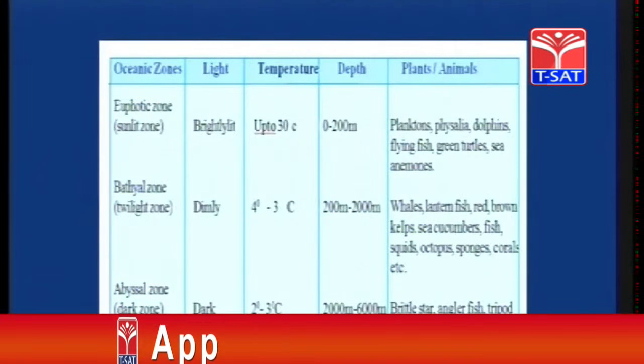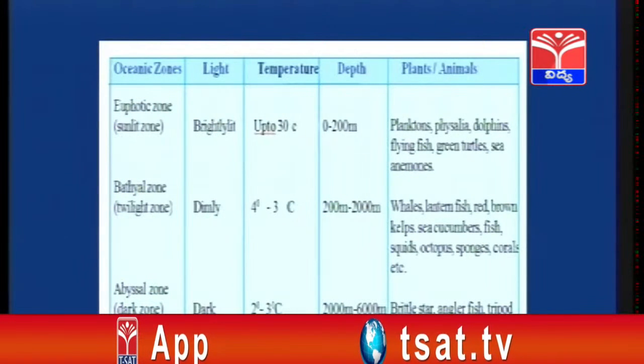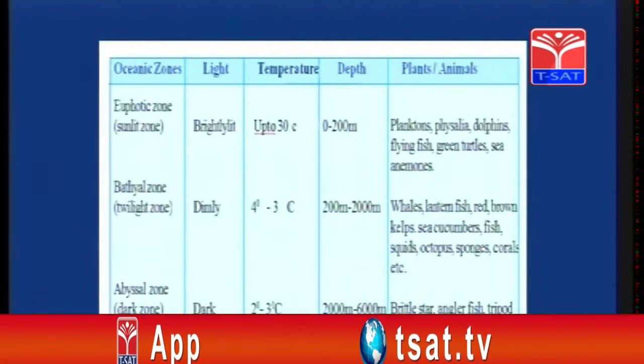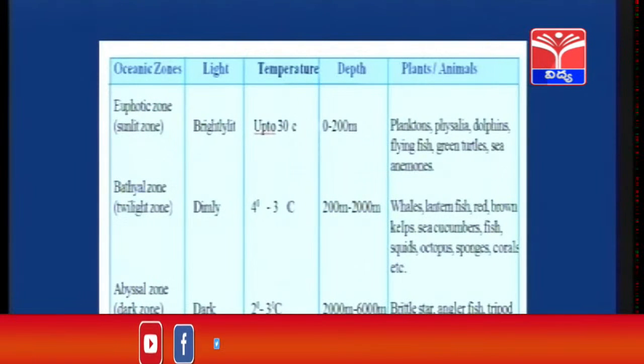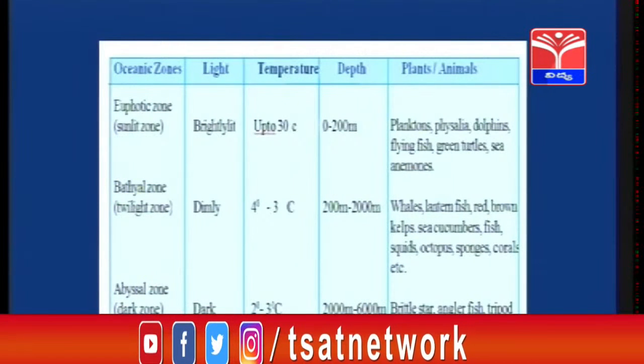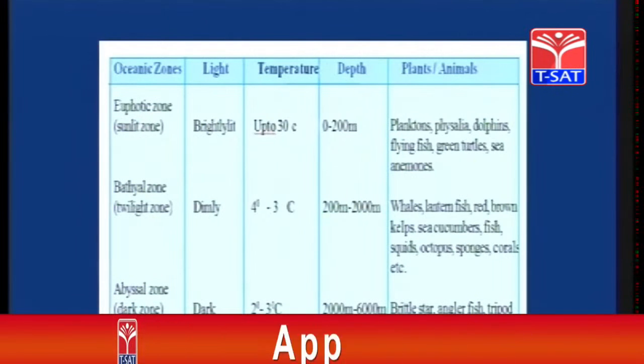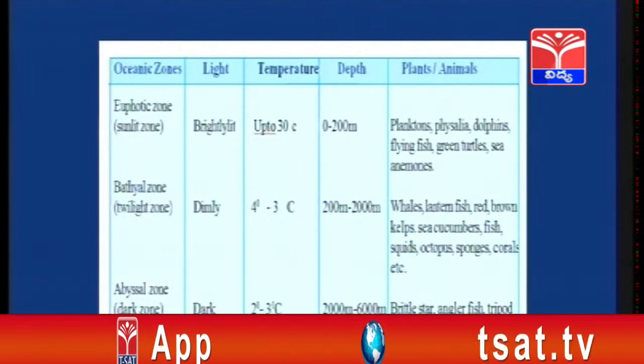Last zone is the abyssal zone, that is the dark and cold zone. There is no penetration of sunlight. So the temperature is 2 to 3 degrees centigrade. It is very cold. Depth 2000 meters to 6000 meters. Plants and animals: brittle star, anglerfish, tripod fish, etc.